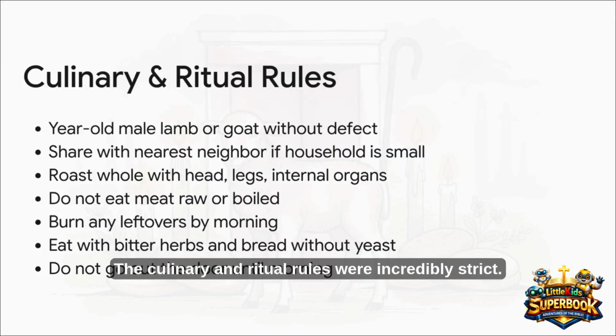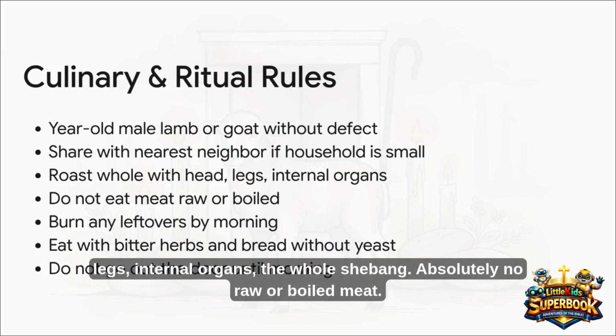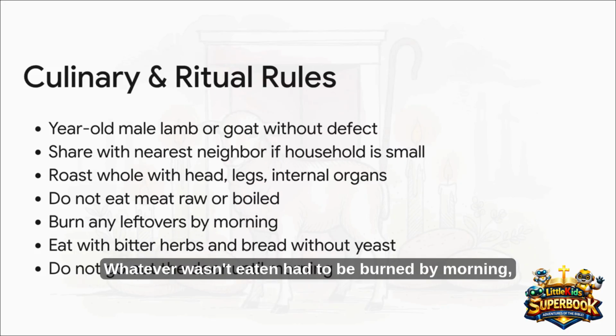The culinary and ritual rules were incredibly strict. The animal had to be a year-old male without defect. If your household was too small to finish a whole lamb, you had to share it with your nearest neighbor. And get this, it had to be roasted completely whole, head, legs, internal organs, the whole shebang. Absolutely no raw or boiled meat. Whatever wasn't eaten had to be burned by morning, leaving zero evidence and zero baggage behind.